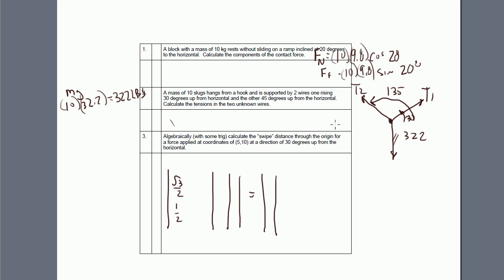You put that there. The second one, you put the cosine, which is going to be the square root of 2 over 2, but it is negative because the x is negative. And then the sine is positive, the square root of 2 over 2. And here, of course, you put the tension 1 and the tension 2. And over here, you put the opposite of the knowns. So the opposite of the knowns is a positive 322. You multiply both sides by the inverse of that, and you get your solution.